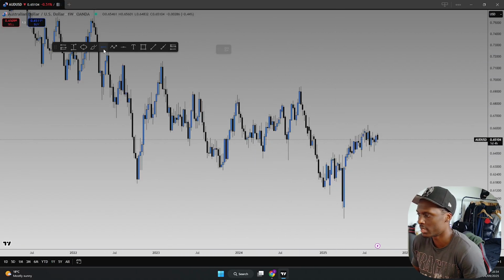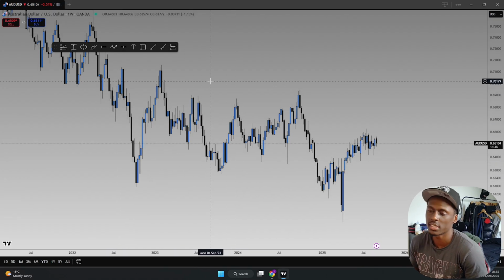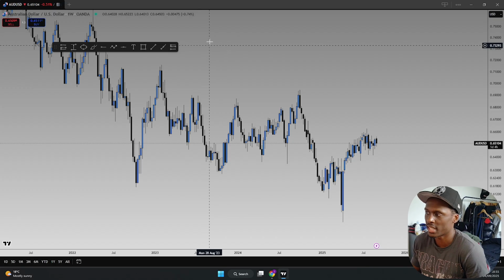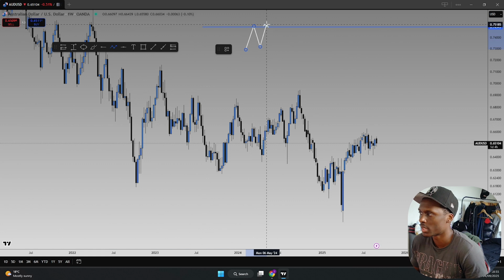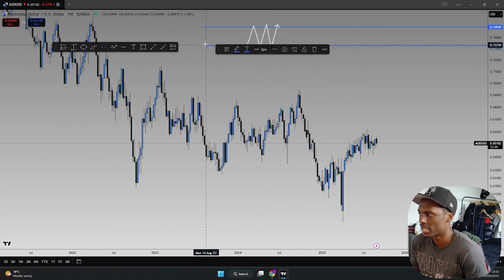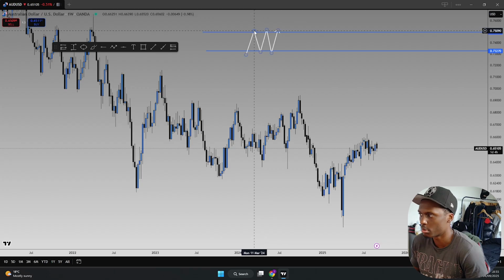First, let's just define what support and resistance is. Obviously resistance, we can think of it as the roof where price can't break out of. And support is going to be the floor where price is bouncing off from. So support at the bottom, resistance at the top.